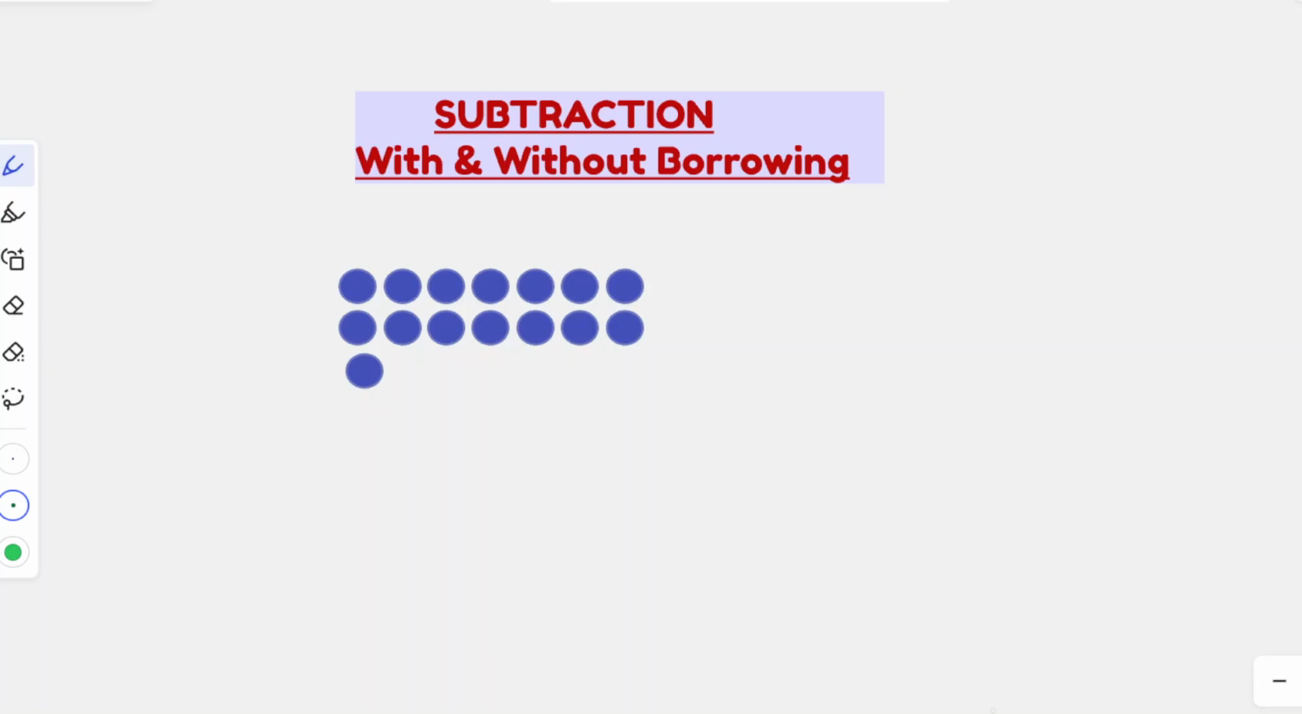Subtraction feels easy until borrowing appears. Don't worry, we are going to understand subtraction with and without borrowing in today's lesson.